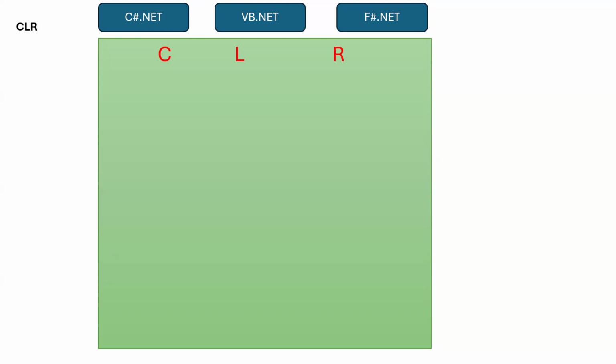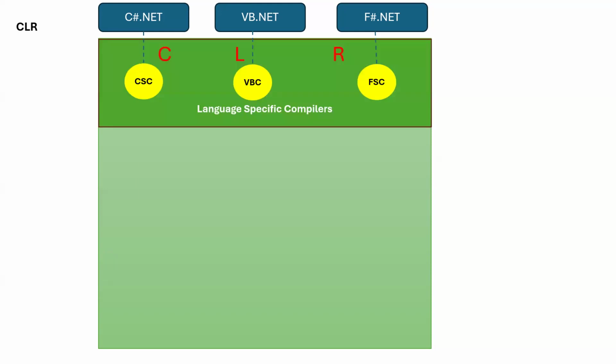So looking at this diagram, the CLR basically has language specific compilers here: C Sharp is going to have CSC, VB.NET is going to have VBC, and F Sharp is going to have FSC. C Sharp compiler, Visual Basic compiler, and F Sharp compiler. So these compilers will convert the source code, whatever program you are writing in the high level language, or English. That's what everyone understands.